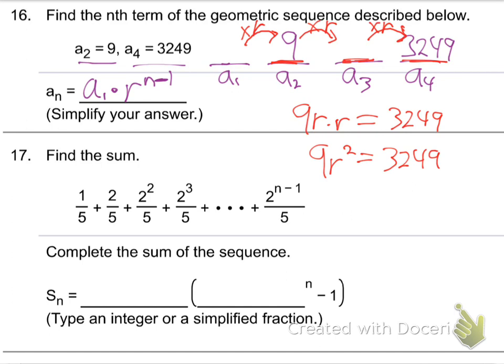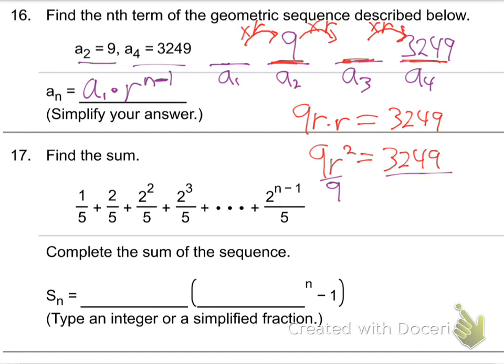Divide by 9. Was that what you were doing, Abdul? Does that make sense? 9 times R is 3249, isn't it? It's just R twice multiplied, R squared. That makes sense. Remember, R is what jumps you from term to term. So now we solve for R.